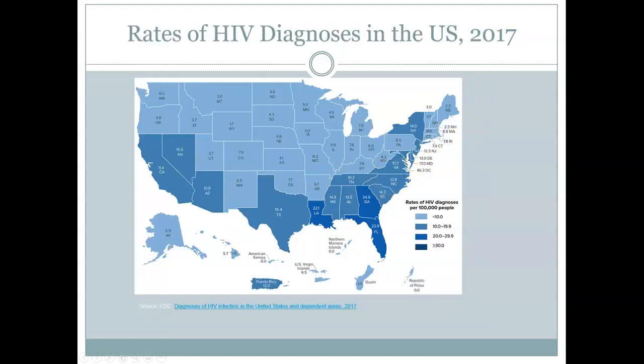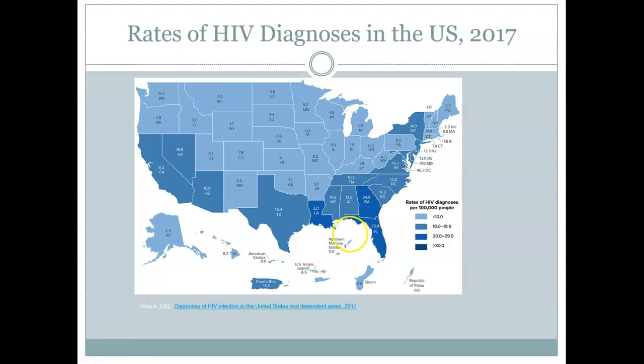And this is a map from 2017 of what the United States looks like. So the more urban areas, I don't know if I could say that's true though. I guess we could say that. The darker the color of blue, the higher the rates of HIV per 100,000 people.